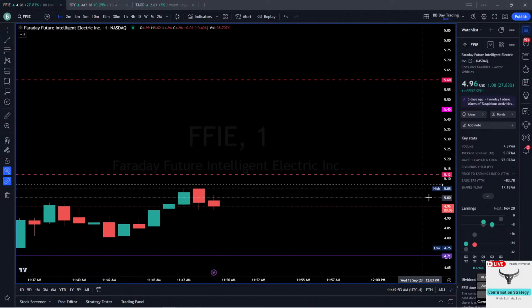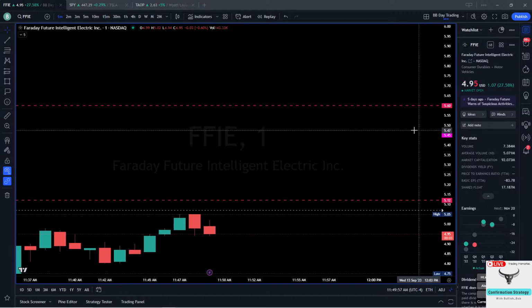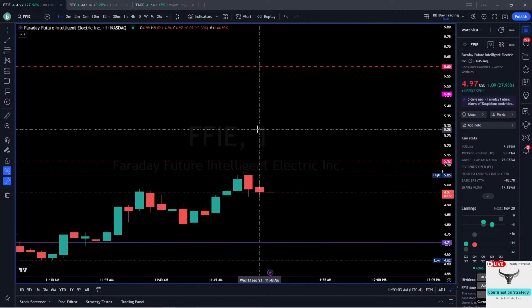So $5 needs to hold, 5.12 target, 5.50 from there, 5.60 another key level we have above. So again, I'm not sure I'd buy around these, but definitely one to possibly look at.